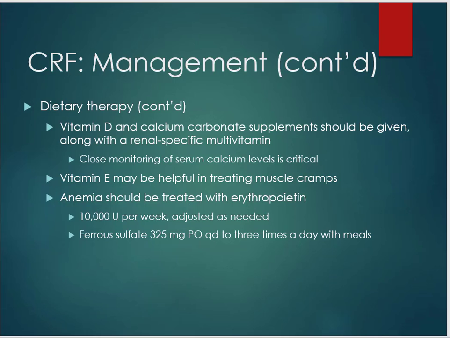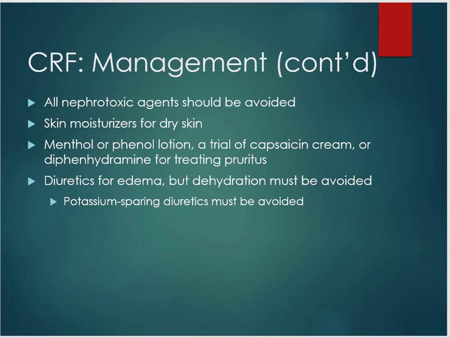Vitamin E may be helpful in treating muscle cramps, and if your patient is having anemia, versus having blood transfusions, they could be treated with erythropoietin, also known as Procrit, and it's important if they have anemia that you assess for their iron stores, because ferritin is going to be needed for blood production as well. It's also important to make sure that you are familiar with the medications that they are on and avoid any nephrotoxic agents. Keep the skin moisturized.